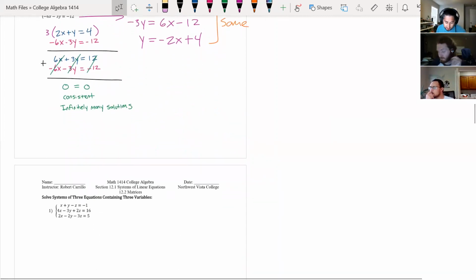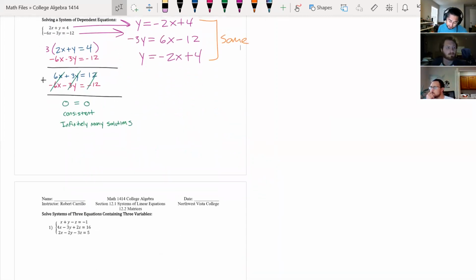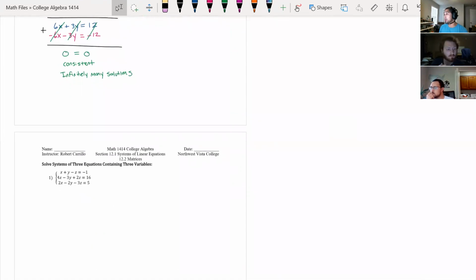All right. So next is a system containing 3 equations.